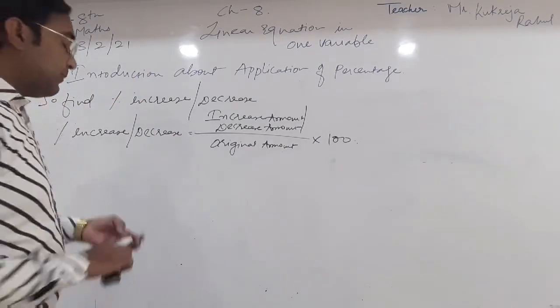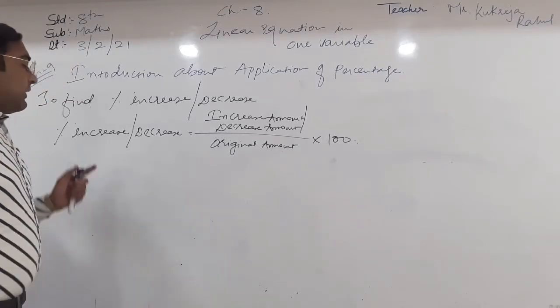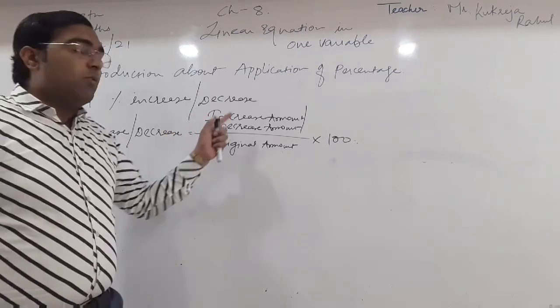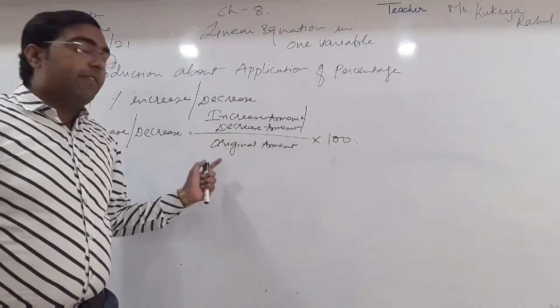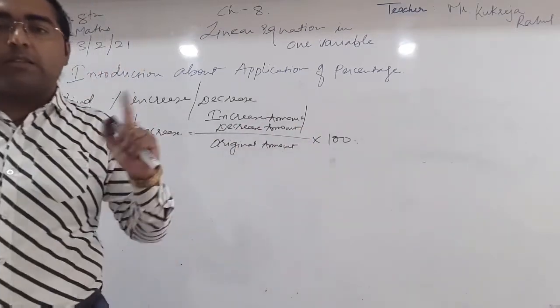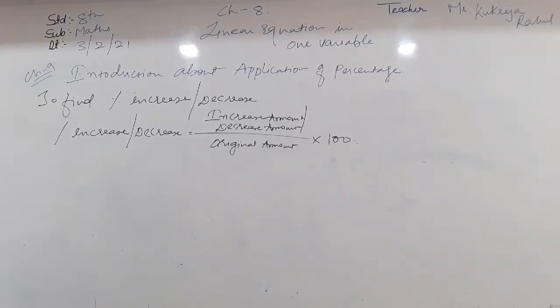Here increase percent or decrease percent is always equal to the increase amount or decrease amount, divided by the original amount and multiplied by 100 always. Clear? So now we are moving on to example 1.